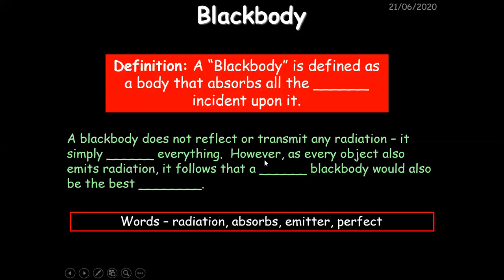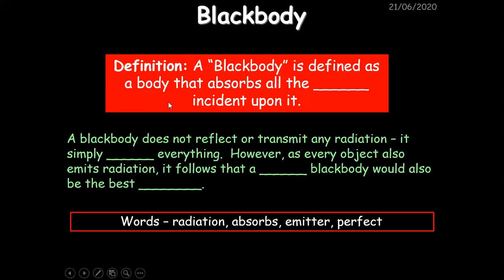However, as every object also emits radiation, it follows that a perfect black body will also be the best emitter. So what it means, as we said earlier, everything absorbs radiation, everything emits it. So a perfect black body ideally should be able to absorb radiation, and it should also be able to emit it as well. Once it absorbs it, it should be able to kick it back out, which is very weird, but it's just the way they define it, okay? So we'll say that again. A black body is defined as a body that absorbs all of the radiation on it. A black body does not reflect or transmit any radiation. So it doesn't reflect it, it doesn't transmit it.